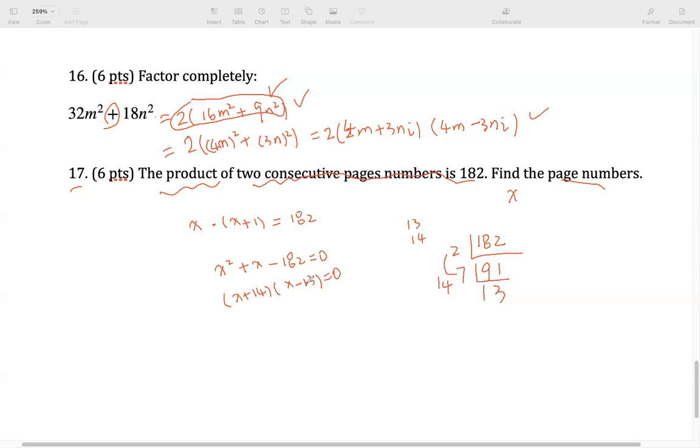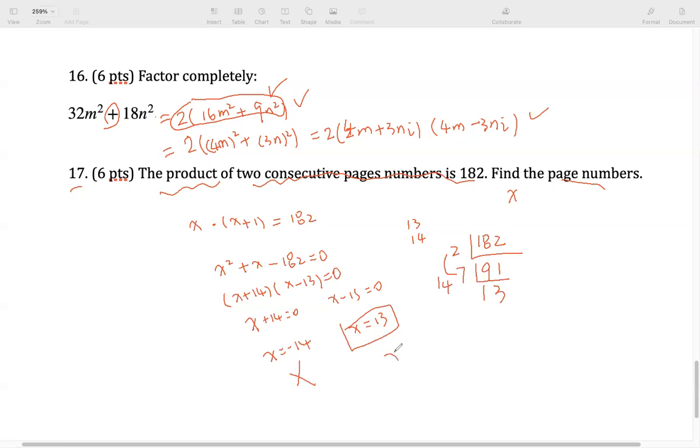Right? 14 plus negative 13, that gives just 1x here. That means x plus 14 can be 0, x minus 13 can be 0. Well, x minus 13, x equals 13. x plus 14 equals 0, x equals negative 14. But we never count page numbers as negative numbers. We reject this. So x equals 13.